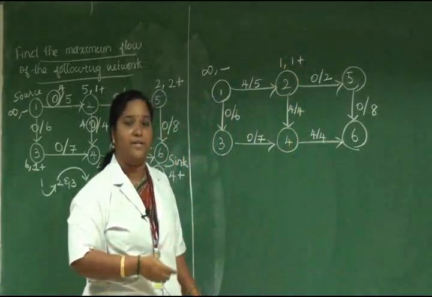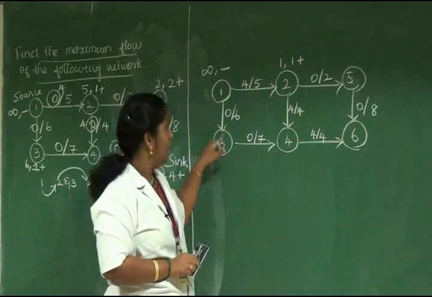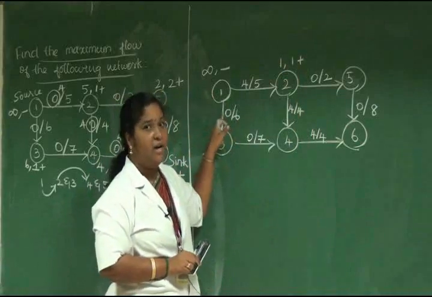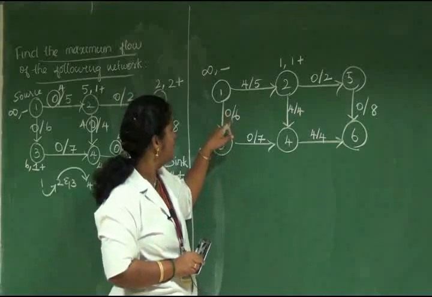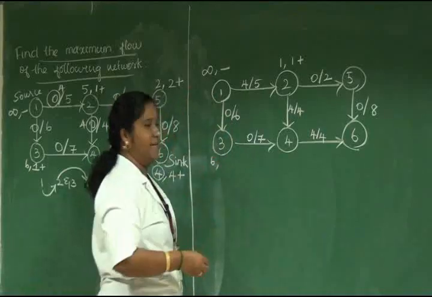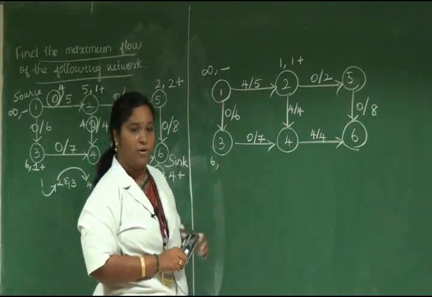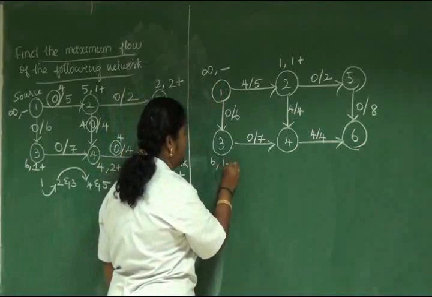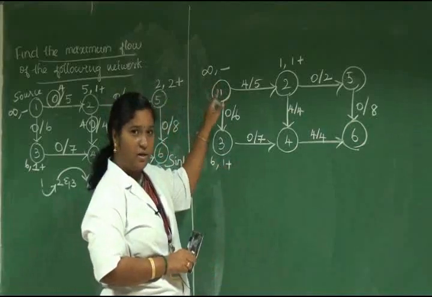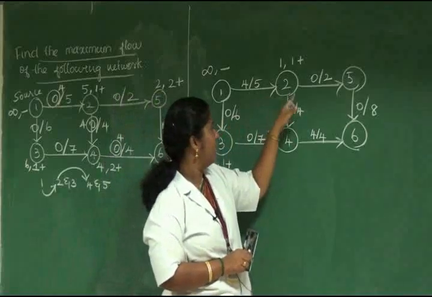So this is the label of vertex 2, and then from vertex 1 you can reach vertex 3. And what is the remaining capacity here? It is 6. So minimum between 6 and infinity is 6. So you have to write 6 here, and then since 3 is reached from vertex 1 by a forward edge, you have to write 1 plus. So from vertex 1 you have named vertices 2 and 3. Now start from vertex 2.